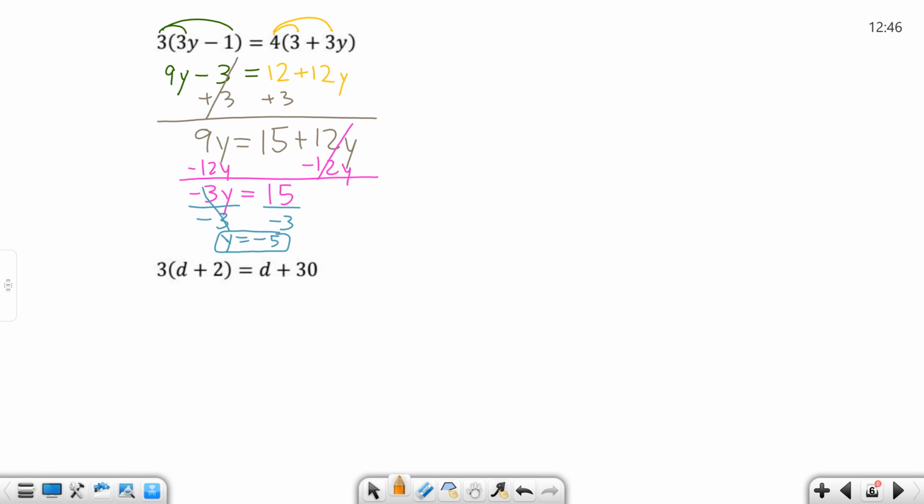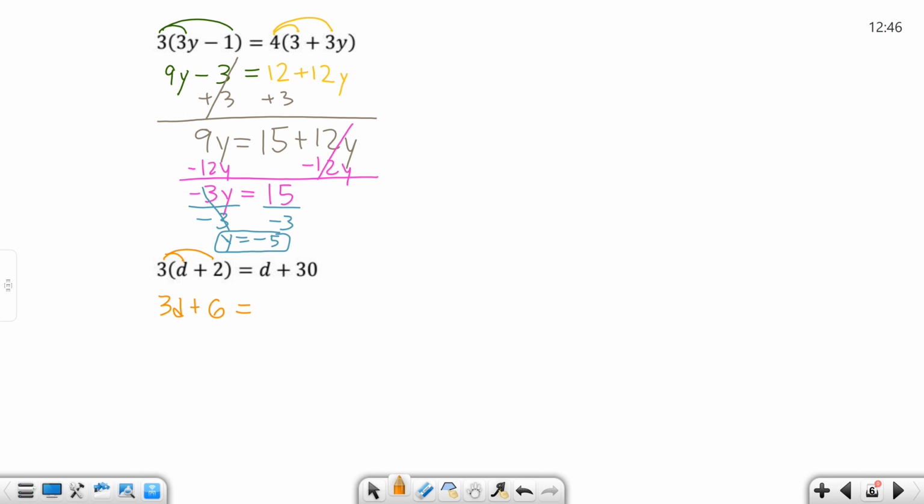And then we look at the next one here. 3 times (d plus 2) equals d plus 30. So is there any work to do to the left-hand side to simplify it? And the answer is yes, distribute the 3. So if I distribute the 3, I get 3d plus 6, right? 3 times 2 is 6, and this is positive. Can I do any more work to 3d plus 6? No, I cannot do any more work.